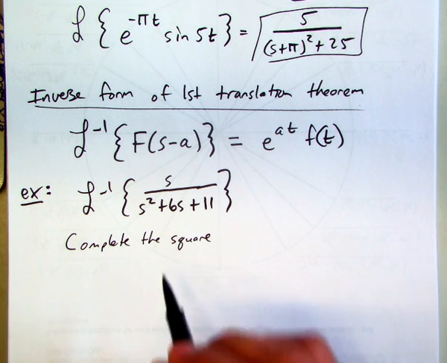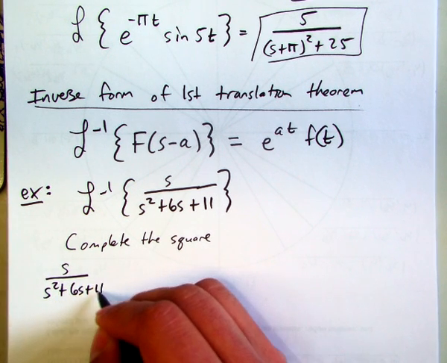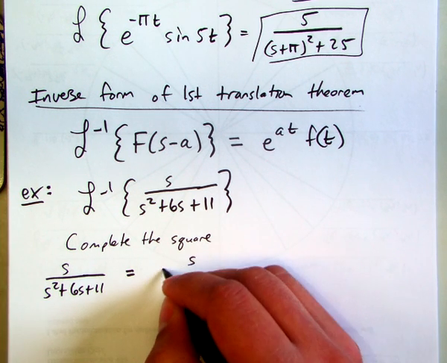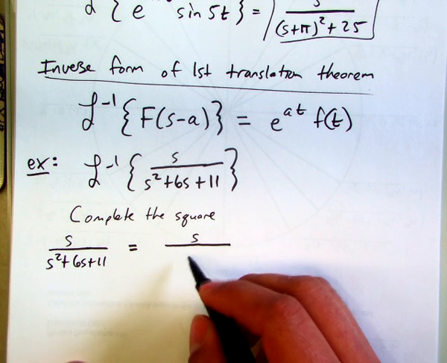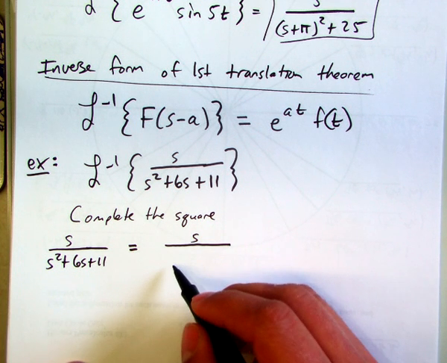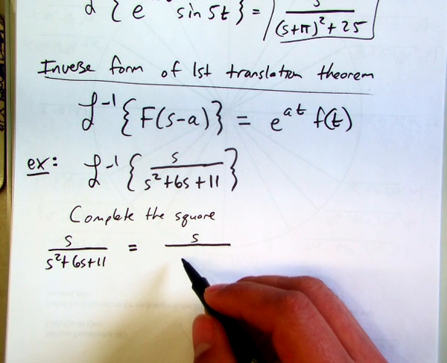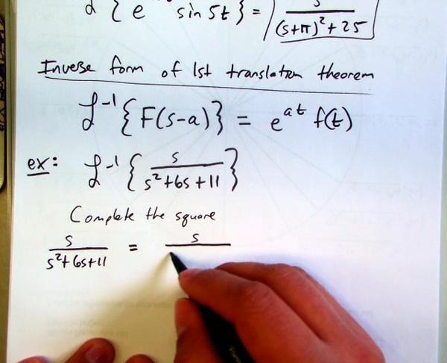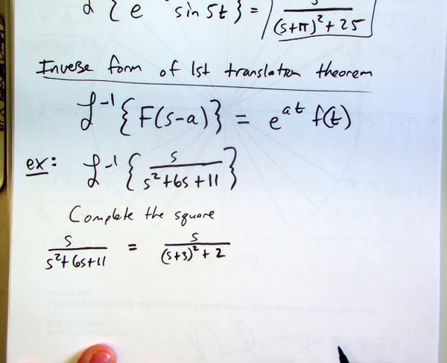So let's do that. s over s squared plus 6s plus 11. What does that look like? Well, this is the same as s over, if I complete the square here, this would be the same as what? s plus 3 squared plus 2. So far I haven't changed it at all. And now it's starting to look a little better.